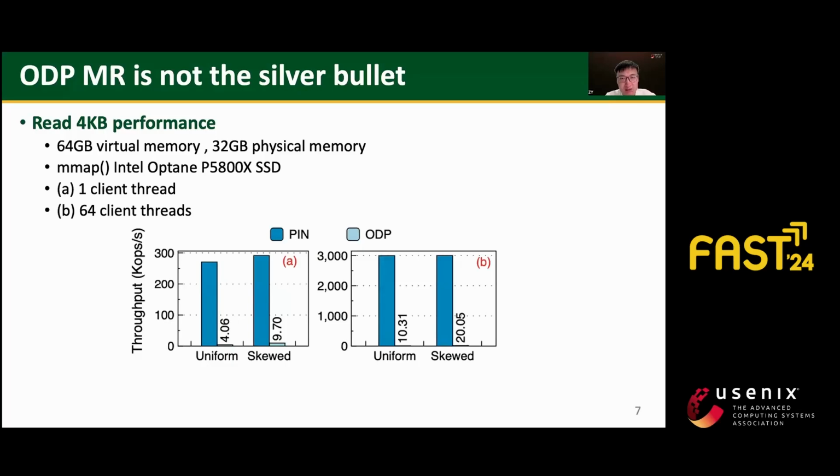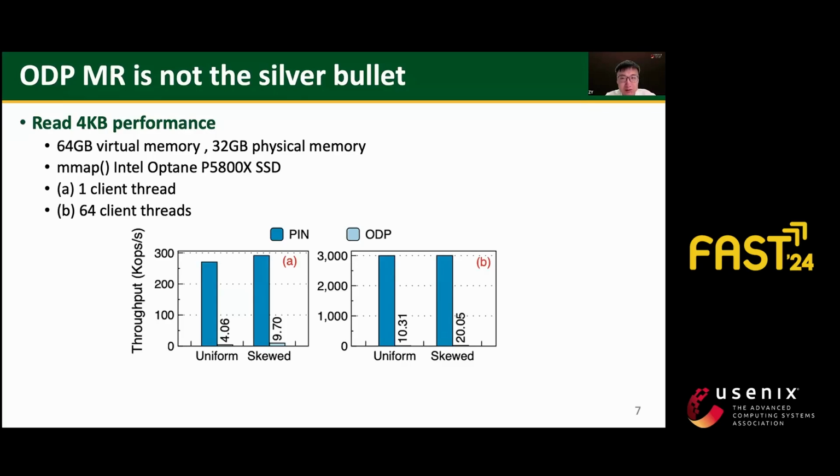ODP-MR is very promising, but our experiments show that it is not the silver bullet to extend the RDMA-attached memory with SSD. Here is an experiment about read performance. We map an SSD to get a 64 GB virtual memory area and register it as an ODP-MR. We limit the physical memory to 32 GB, which is half of the virtual memory.